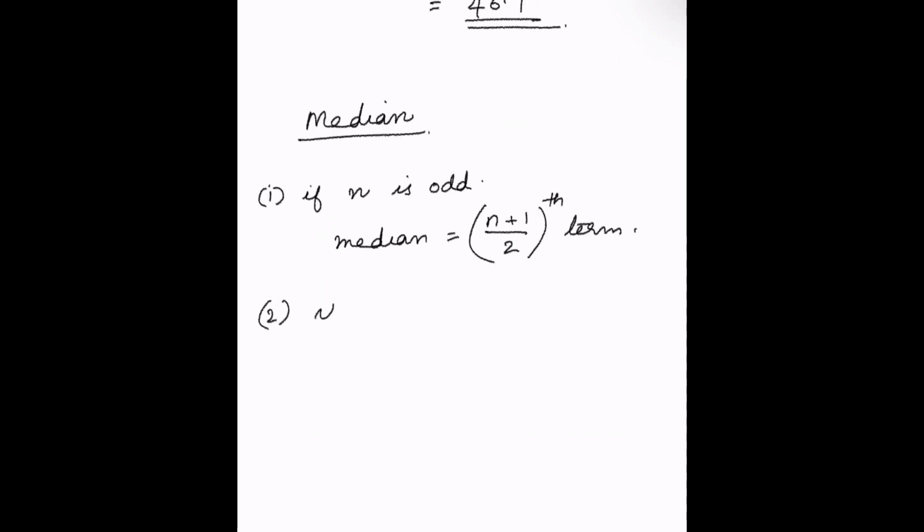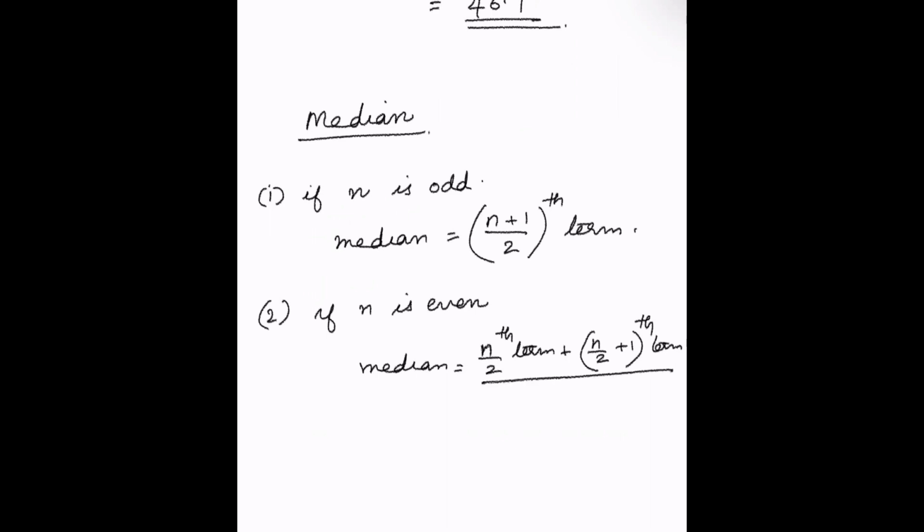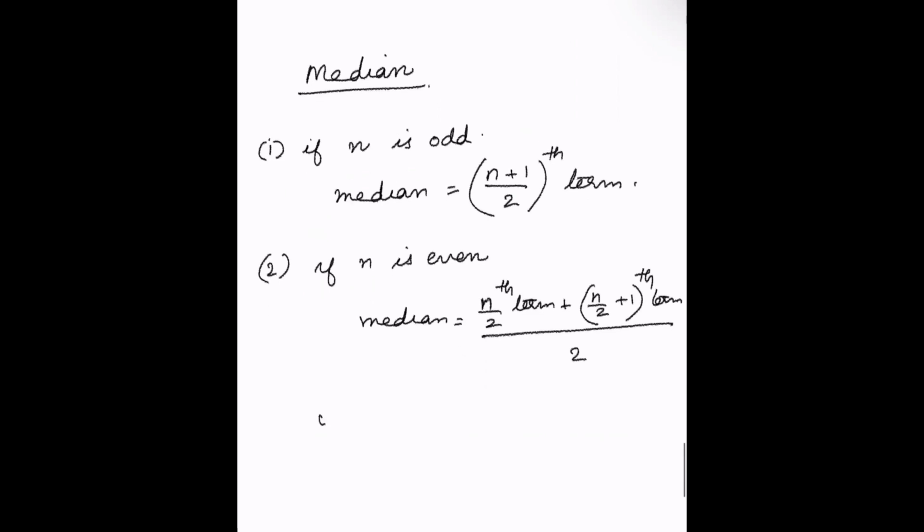Second is if n is even, median is n by 2th term plus n by 2 plus 1th term, whole divided by 2. Maybe you can also write where n is the number of observations.